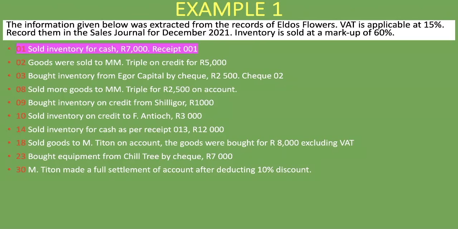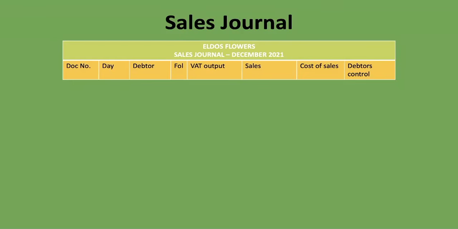On the second day of the month, goods were sold to Triple on credit for 5,000 Rand. So you sold goods on credit for 5,000 Rand. Does this go into the sales journal? Yes, it does, because you sold goods on credit. Now we have to calculate what we put in our sales journal. As you can see, here is our format again. We'll have to put our document number, our day, our debtor, the name of the debtor, VAT output, we have to calculate that. The sales amount, we have to calculate. The cost of sales amount, we have to calculate. And we have to put the debtors control.